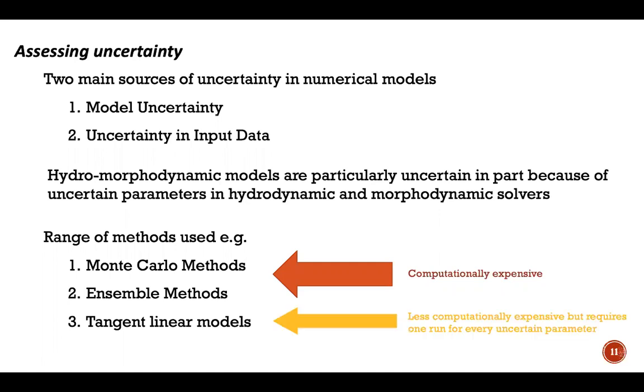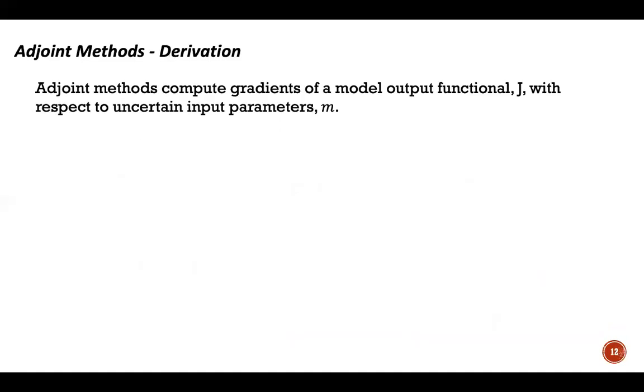The other type of method is algorithmic differentiation. For example, tangent linear models, which are less computationally expensive because you're not required to run 20,000 simulations like you are with a Monte Carlo method. But with tangent linear models, you have to run them for each uncertain parameter. I'll go over that a bit on the next slide. So the method that I really want to talk about is adjoint methods.